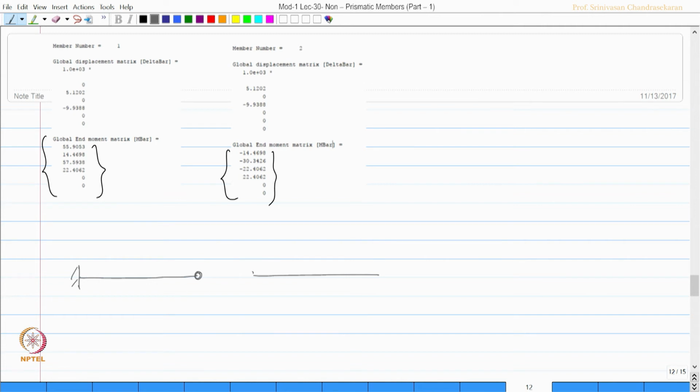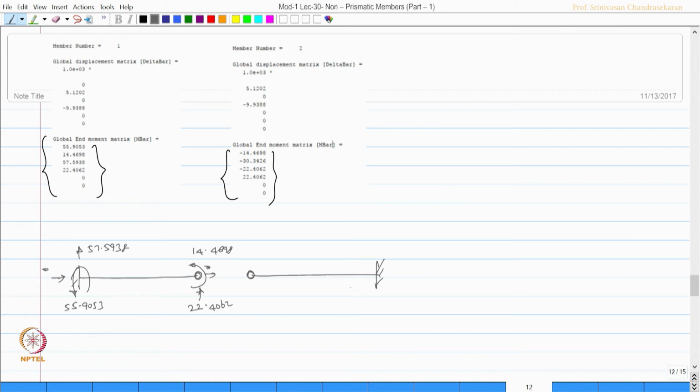There is an internal hinge here and a fixed support. For member 1, theta 1 is 55.9053, positive, so anti-clockwise. Here it is again positive, so there is an internal hinge rotation of 14.4698. Then this reaction is 57.5938, and this reaction is 22.4062. These reactions are actually 0.